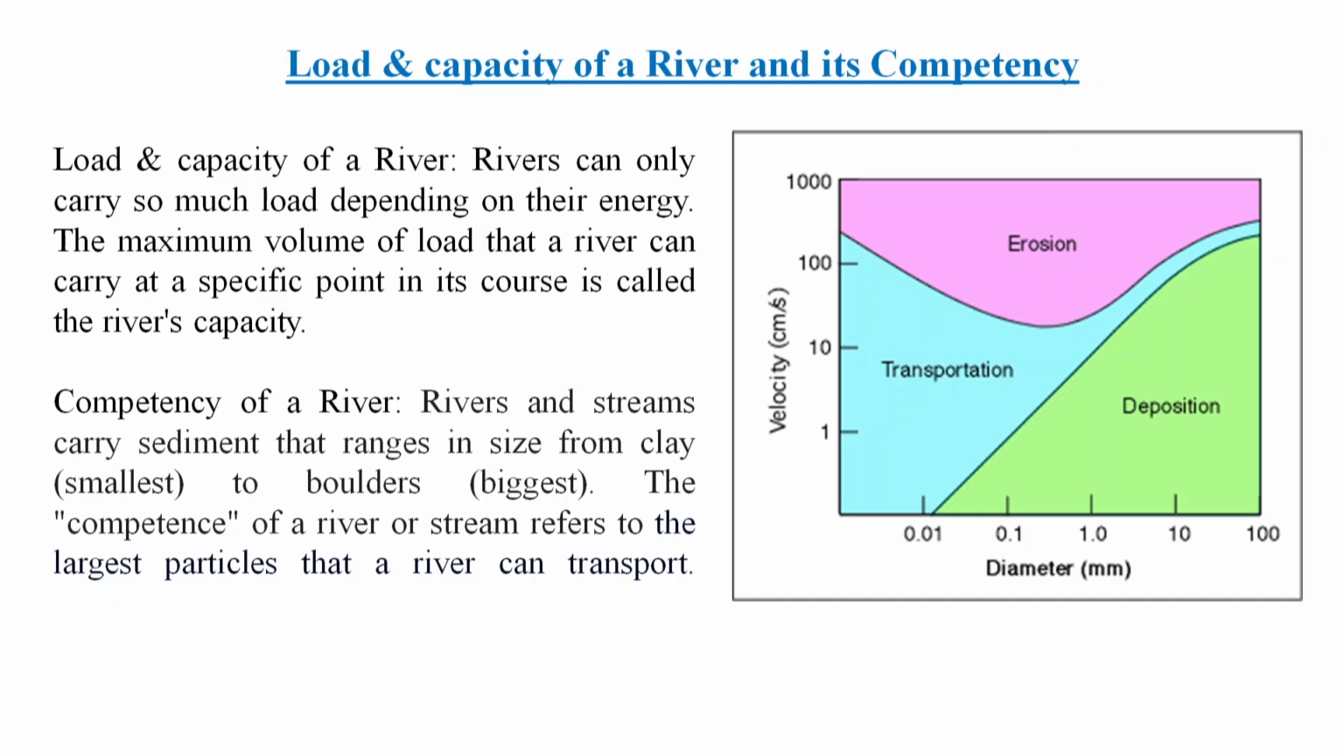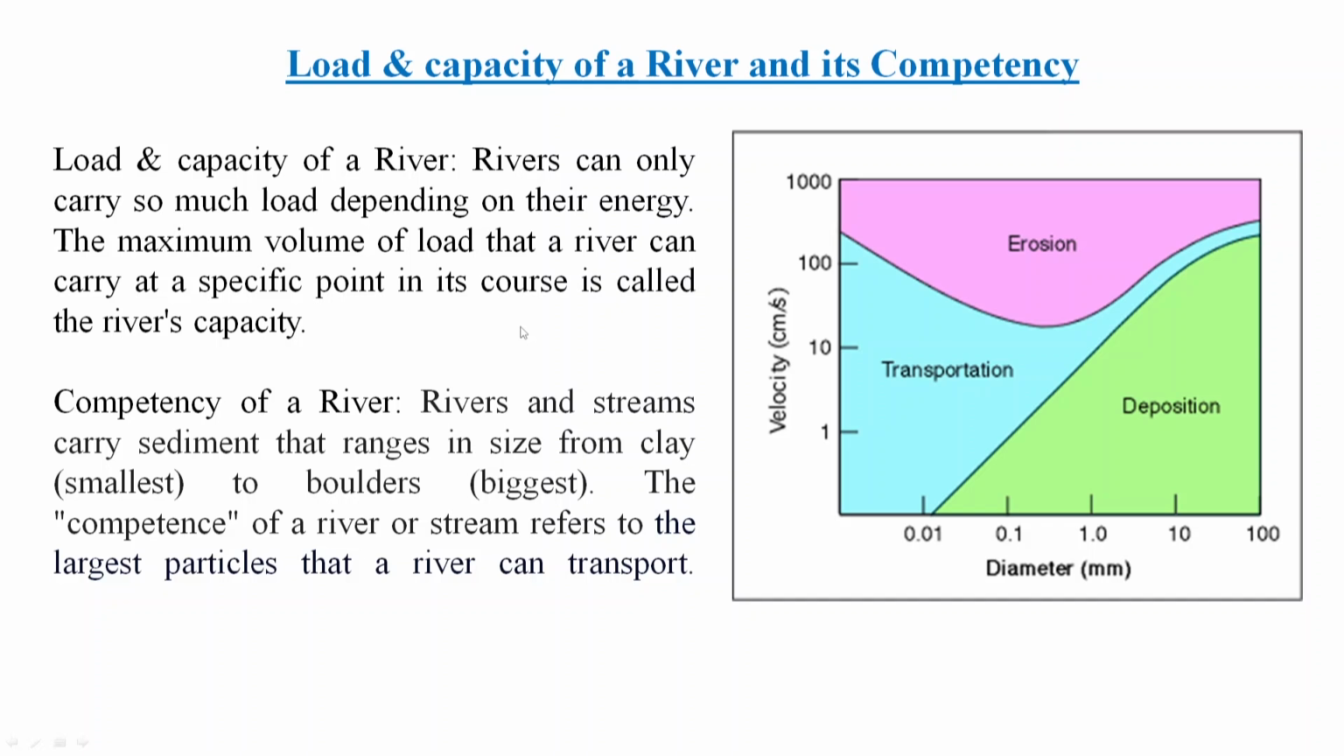So you can see there is a distinction between can and is, and that is quite important. The maximum value of load that can be carried by a river is the capacity of that river. The load, or volume of material that is carried by the river, is the load of that river. So there is a small distinction again between load and capacity. Apart from that, you have the competency of a river.